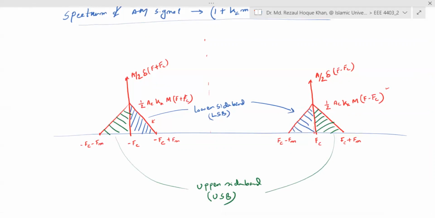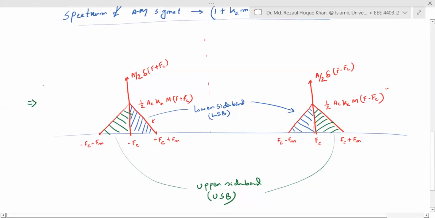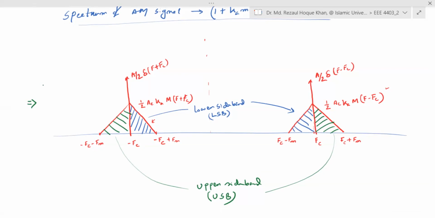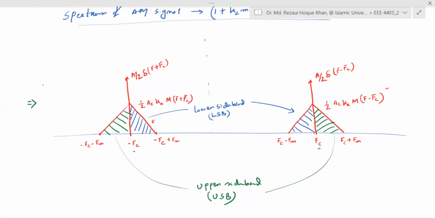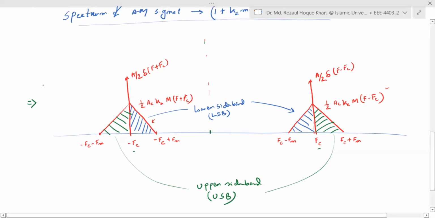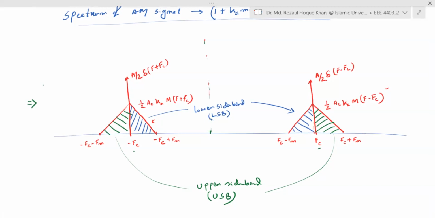So in the complete spectrum of this AM signal, these two triangle bands correspond to the spectrum of the original message shifted to either Fc or minus Fc, and this is the complete spectrum of the amplitude modulated signal. Now look at this. It is symmetrical about the origin, and it contains two bands, one shifted onto the positive frequency side and one to the negative side.